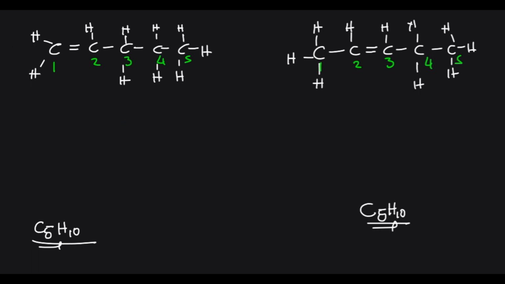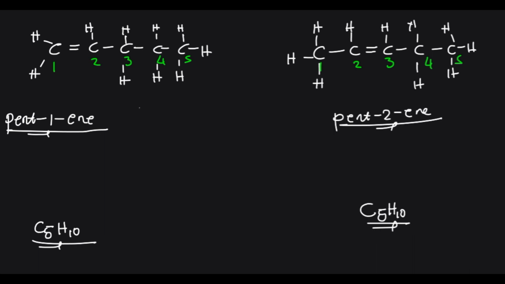Now, what if we want to name these two structures? Look at the number of carbons we have, which is 5. So we have pent. Then the double bond is on carbon number 1, and we only have 1 double bond, so it's pent-1-ene. Now for this one, we have pent, then the double bond is on carbon number 2, so we have pent-2-ene. So the only difference is the location of the double bond.